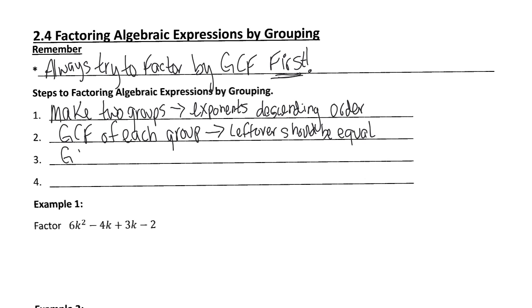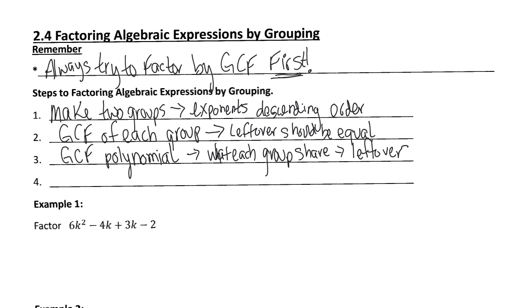And then we take the GCF of the polynomials. So we take the GCF of the polynomial, aka what each group has in common, what each group shares, and aka that's really our leftovers. And then this leaves us with our resulting factor. Sorry if my handwriting's a little bad. Trying my best here.